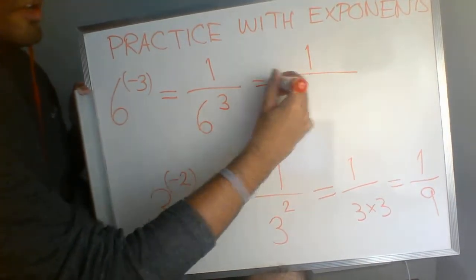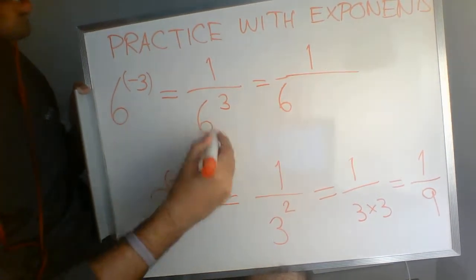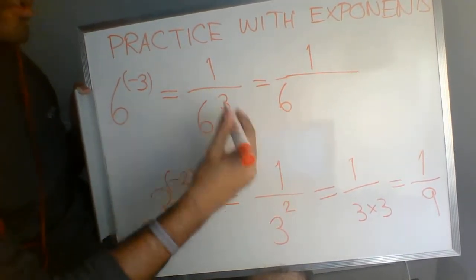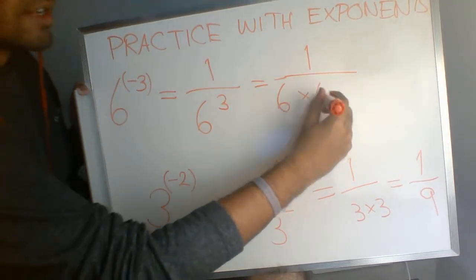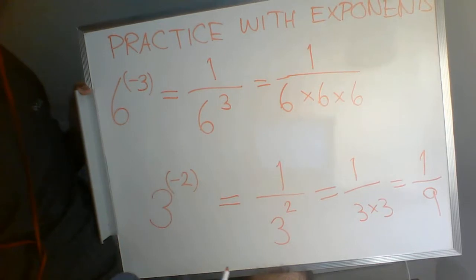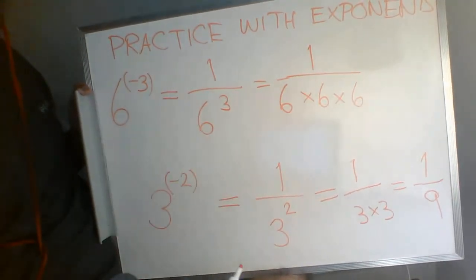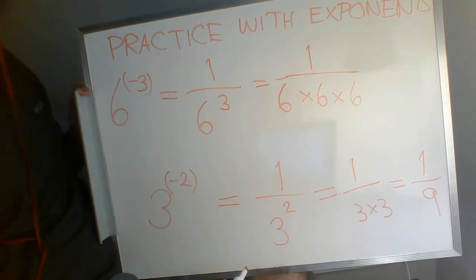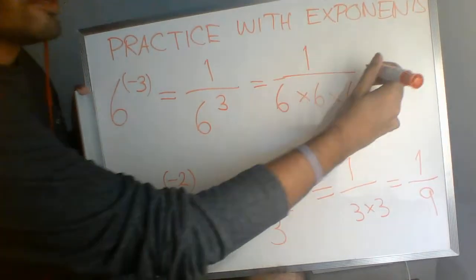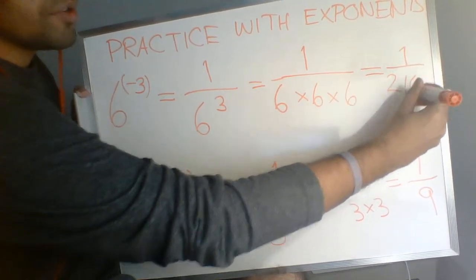if I want to get it into just one number. So then I take that from 6 cubed, or 6 to the exponent 3, that's the same as 6 times 6 times 6 on the bottom. And you can go ahead and do that calculation. You'll get 6 times 6 is 36, multiplied by 6 again should be 216, if I'm doing that right. So that should be 1 over 216.